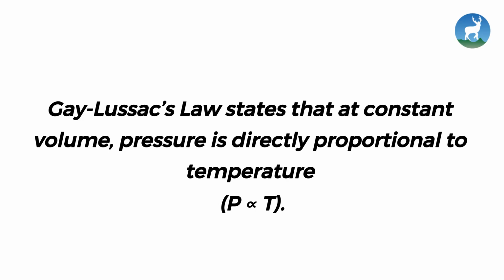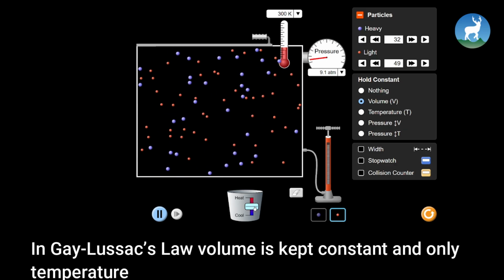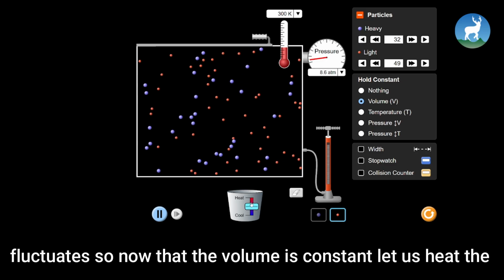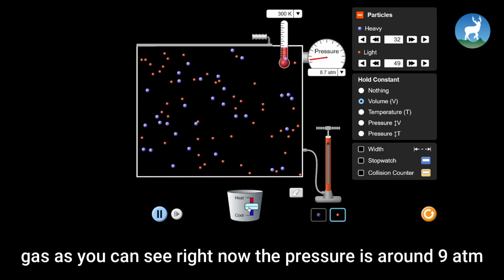Now, Gay-Lussac's law. Gay-Lussac's law states that at constant volume, pressure is directly proportional to temperature. P is directly proportional to T. In Gay-Lussac's law, volume is kept constant and only temperature fluctuates. So, now that the volume is constant, let us heat the gas. As you can see right now, the pressure is around 9 atm.